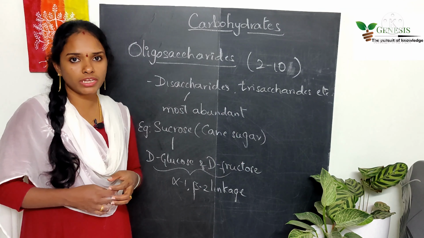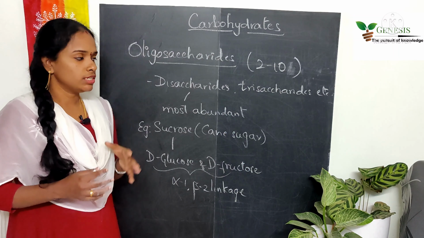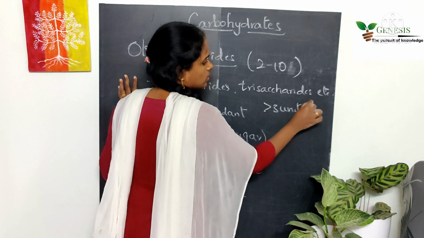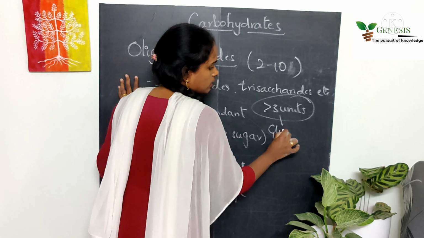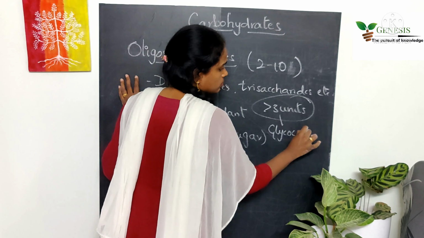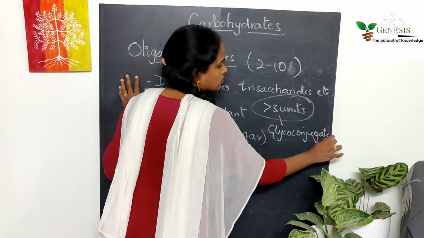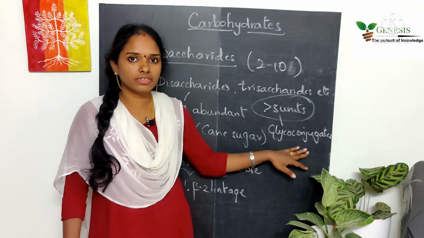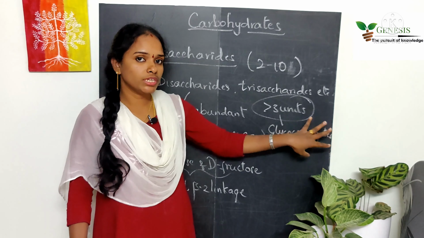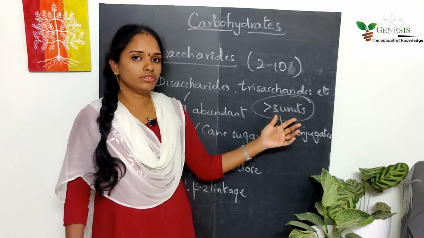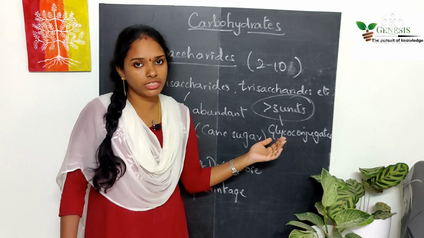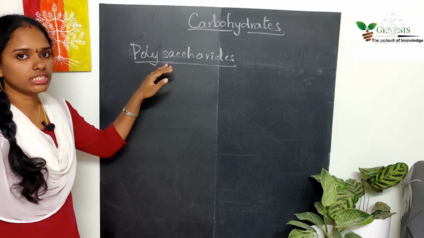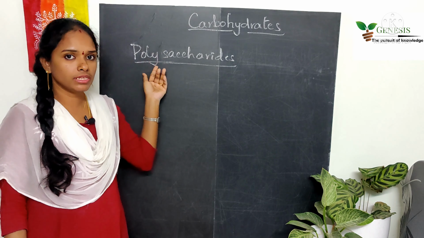In cells, the oligosaccharides mostly do not exist as free entities. The oligosaccharides which contain more than 3 units exist as glycoconjugates. We have already discussed glycoconjugates: they are nothing but glycoproteins or glycolipids. Then polysaccharides. Poly means many saccharides.